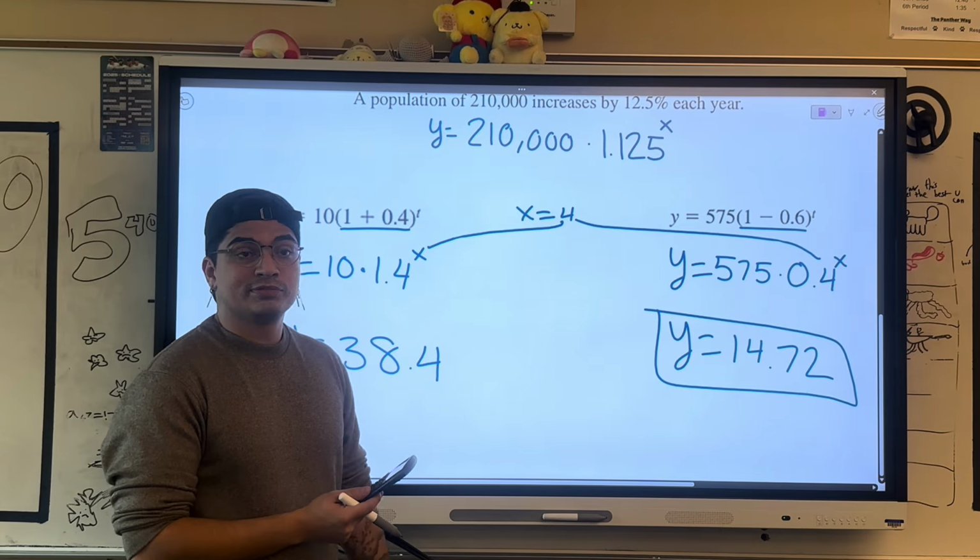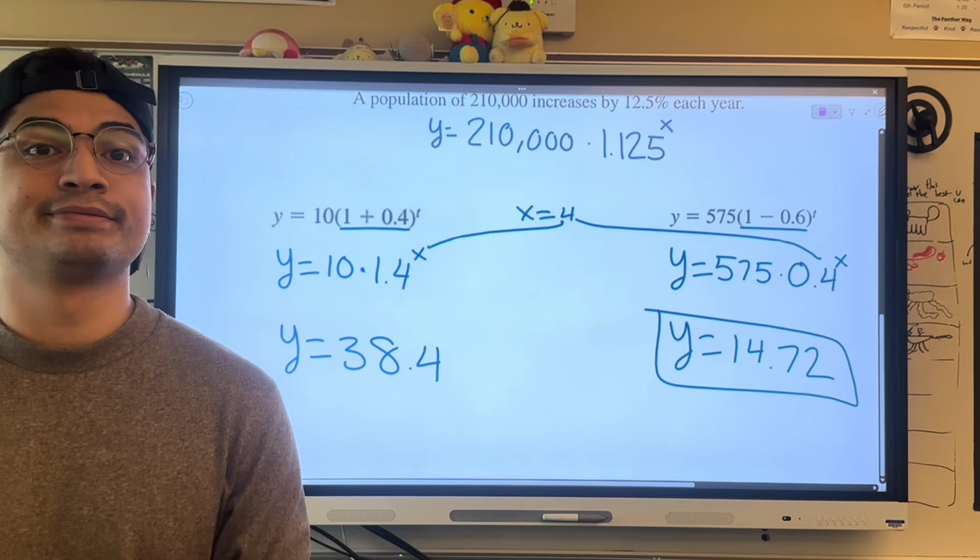There you go. So that's exponential rate as growth or decay. Good job.